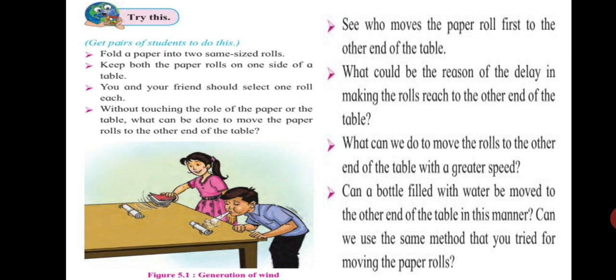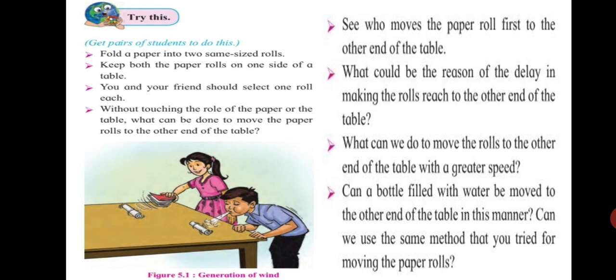What could be the reason of the delay in making the rolls reach the other end of the table? The wind that is blowing is the reason. The speed of the wind, the force of the wind matters here. What can we do to move the rolls to the other end of the table with a greater speed? You will have to blow harder.